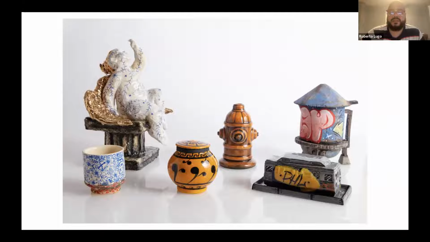But the work that I make often references where I'm from. So the piece on the bottom right-hand side is a SEPTA train butter dish. And the piece behind that is a coffee pour-over that was a collaboration between myself and an artist, Charlie Cunningham. The piece on the far left, that's a figurative sculpture, is a bookend. And you see a cup, a small jar, and a fire hydrant that operates as a small vase.